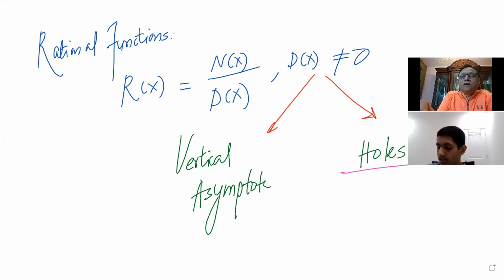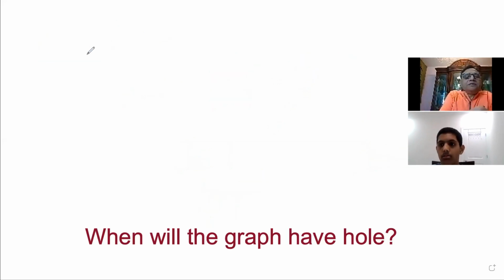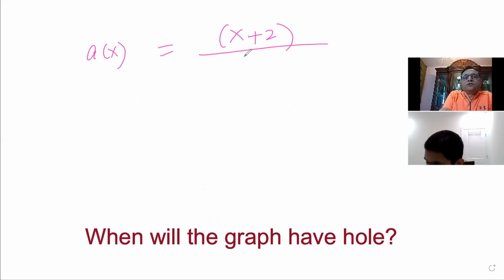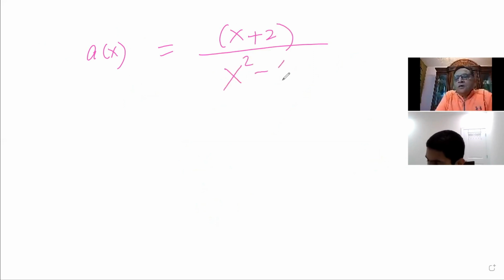Okay, so let's begin with a very simple example. Let me say the rational function A of x is x plus 2 over x squared minus 4. Now, can you tell me what kind of discontinuity will it have? First, let's begin with the domain itself. What is the domain of this function?